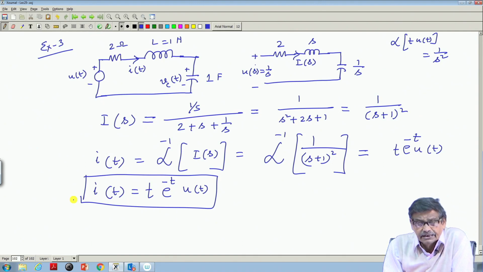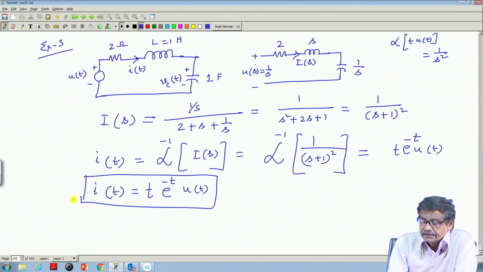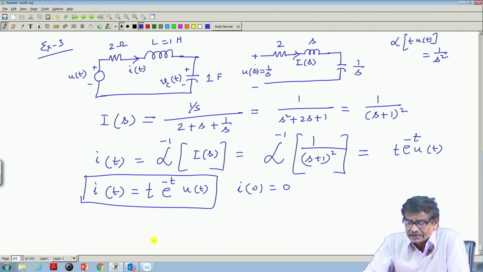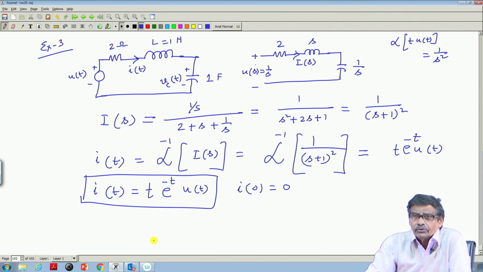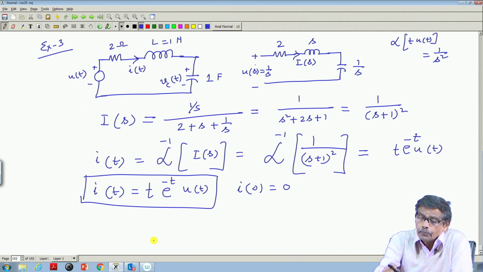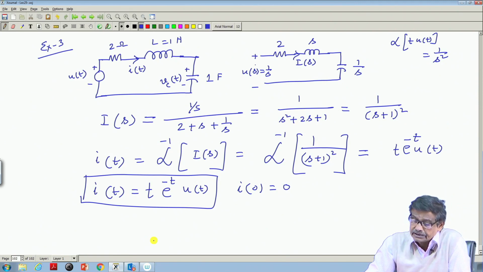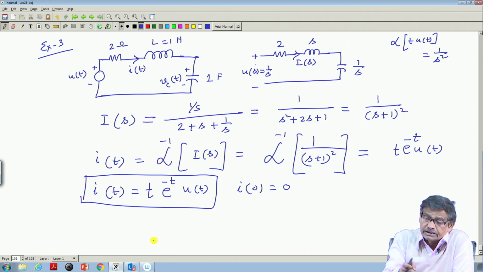Does it satisfy the initial condition? Yes, at t equal to 0, current is 0, because t is 0, so I(0) is 0, fine. Similarly, the final current in the circuit has to be 0, because after all you have applied a DC voltage, and finally no DC current can exist because of the open circuit behavior of the capacitor, and the final voltage of the capacitor will be once again 1 volt. So, this is the thing.